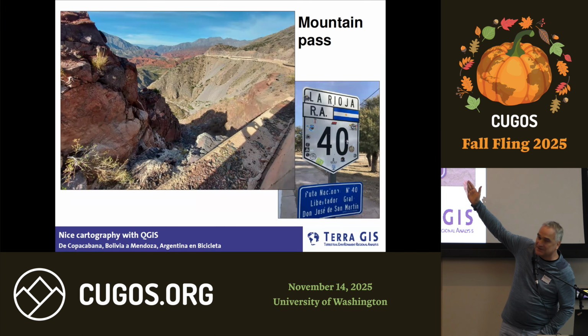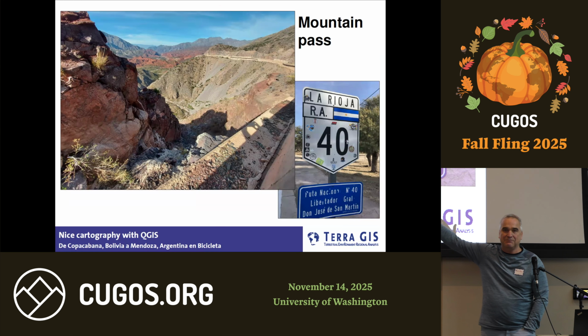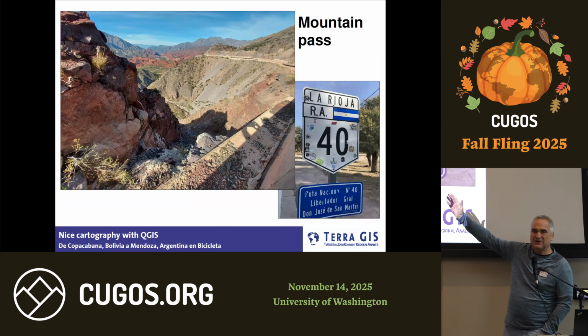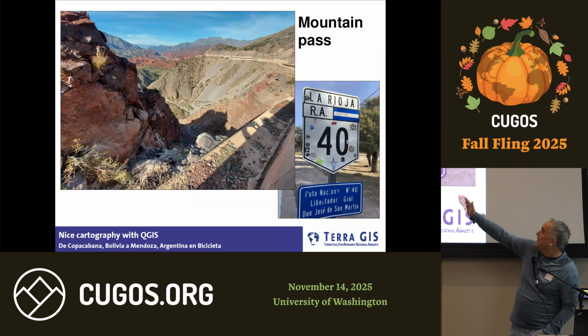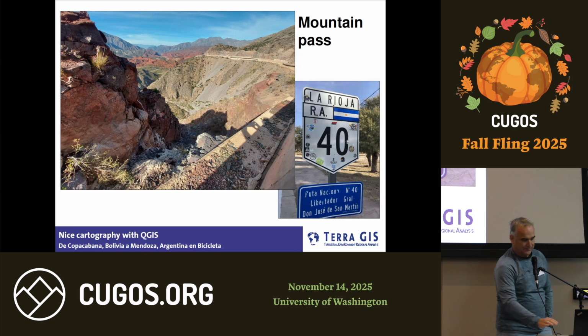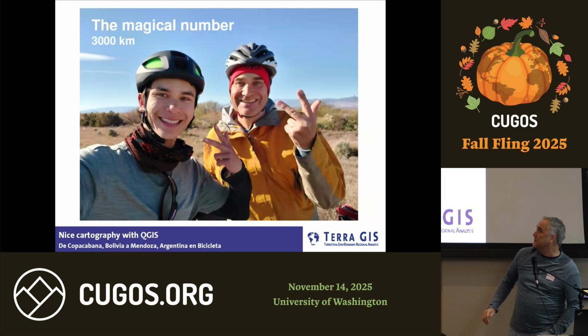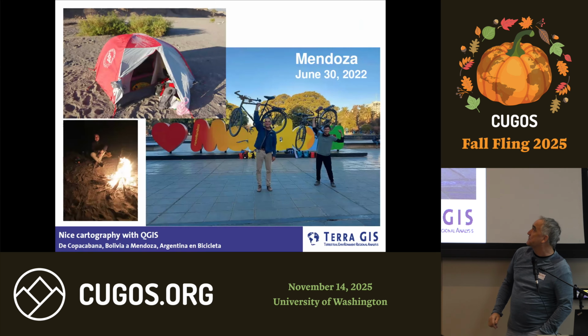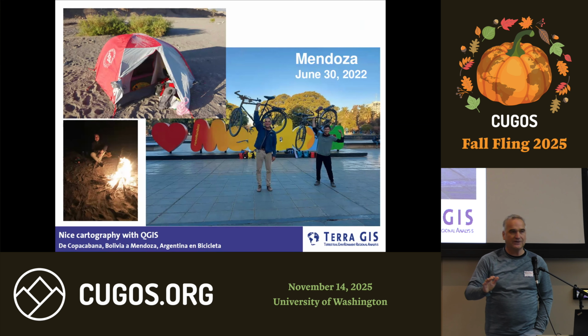And then we see some mountains. There's a mountain pass at 1,280 meters. We had an elevation gain of almost 1,000 meters on the bicycles, with 25 kilograms of luggage plus the bicycle. And then we're on the famous Ruta 40, the national road that goes from the north of Argentina, 5,000 kilometers to the south, where Patagonia is. And then we reached the magical number of 3,000 kilometers, magical 3, running into Mendoza on June 30th, 3 years ago. So that's the fun part. Now comes the cartography.